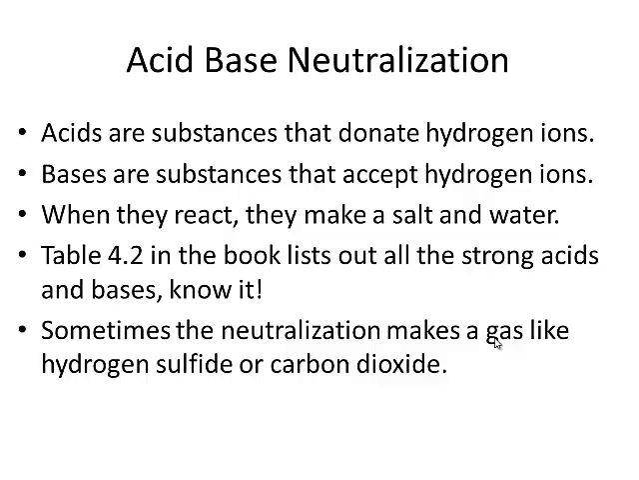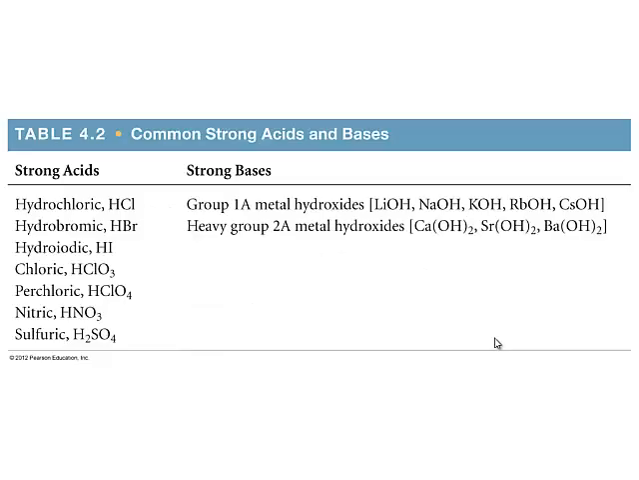You have to look at table 4.2 in the book. Here it is. And this lists out all the strong acids and strong bases. So when you're writing your net ionic equations, you write these as completely dissociated as ions. Anything that's a weak acid or a base, you would write associated as a molecule.